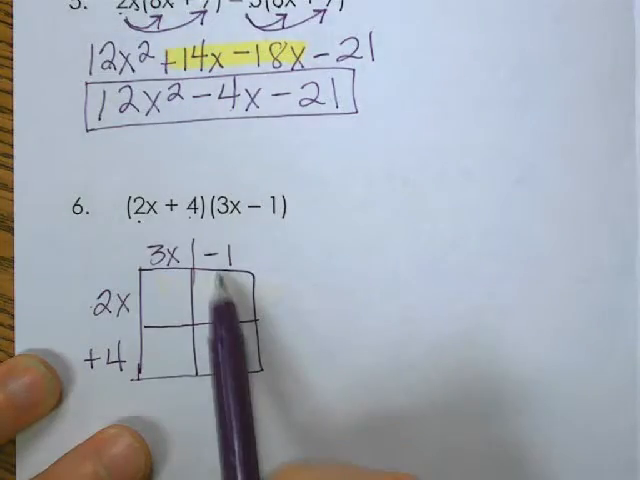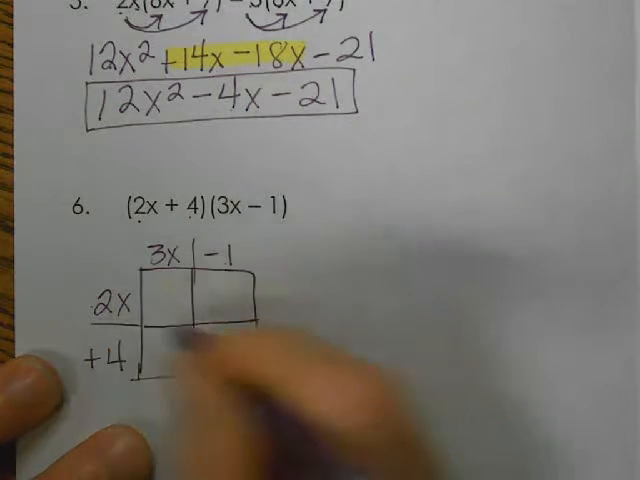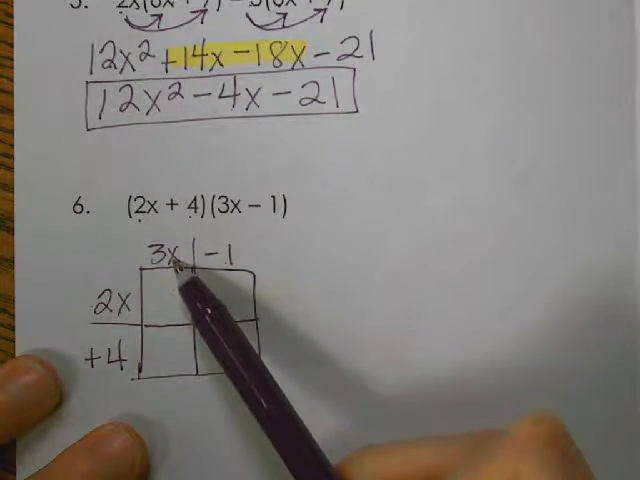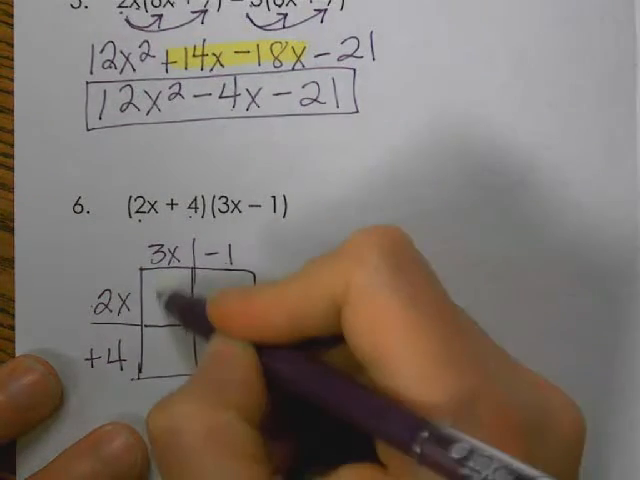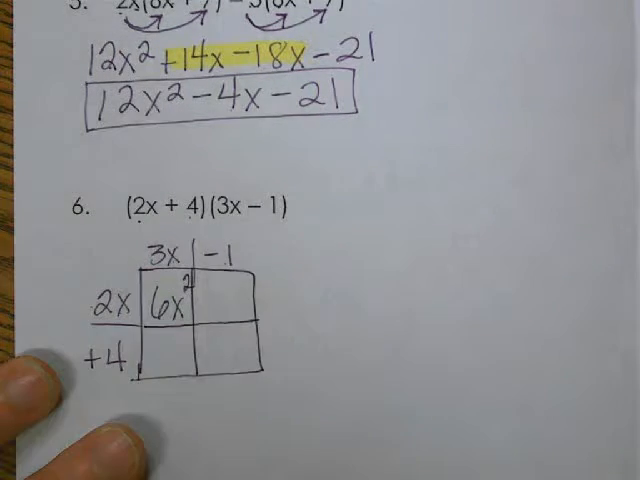Now remember, negative 1. You're going to keep the negative with your 1. Okay? So now we just multiply. 2x times 3x. So 2 times 3 is that 6. And then x times x is x squared.